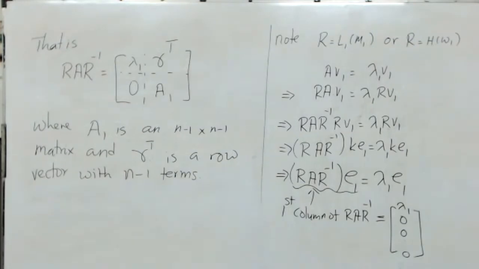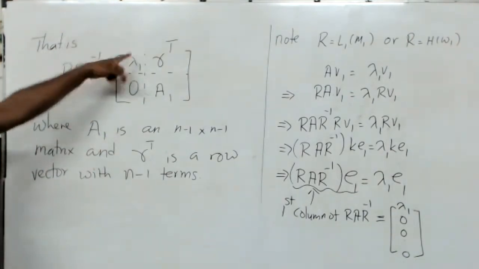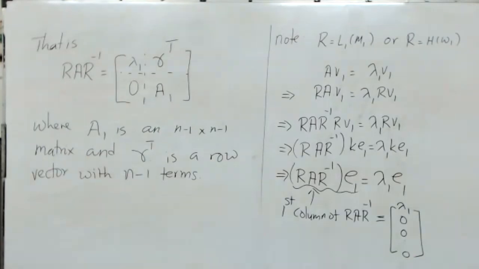So you divide the matrix R A R inverse into a block matrix, right? Where the first column, first component is lambda 1, all the others are 0. Because of the way you divide it into blocks, you get a matrix of size n minus 1 by n minus 1, which is 1 less than the size of the original matrix. And then gamma transpose is obviously a row vector.